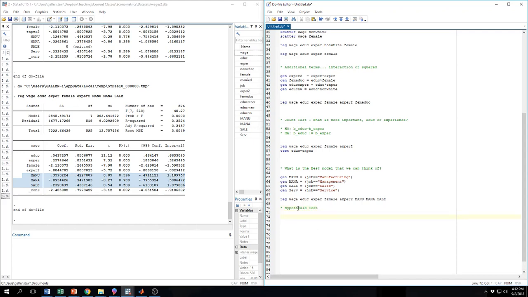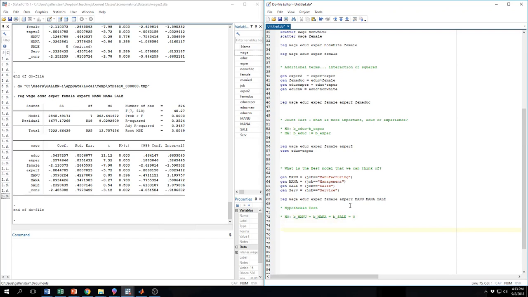Because we're a little bit suspicious. We would think that the job sector would matter. So we want to jointly test all of them at once. We want to ask the question, okay, if we control for everything else, education, experience, etc., does the job sector matter? And because we've got three different dummy variables, the best way to do that is to do a joint hypothesis test. We're going to test the null hypothesis that the beta on manufacturing, the beta on management, and the beta on sale are all jointly equal to zero.